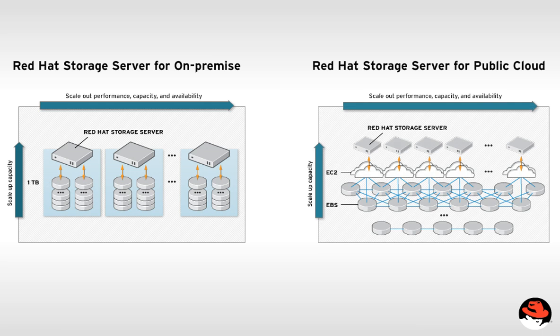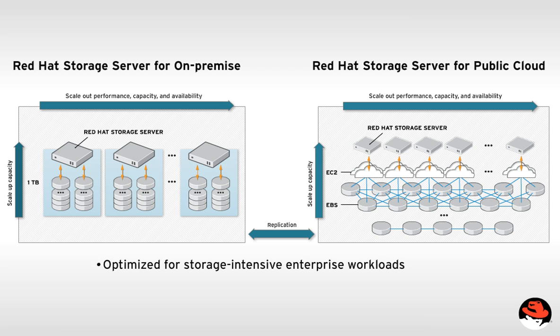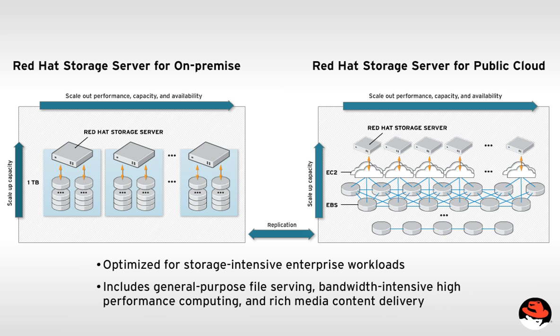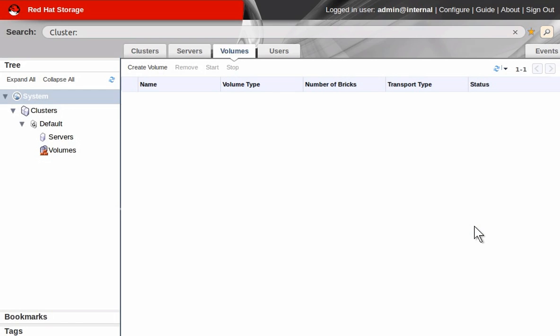Red Hat Storage Server deploys on-premise, in public cloud infrastructures, or hybrid cloud environments, and is optimized for storage-intensive enterprise workloads, including general-purpose file serving, bandwidth-intensive high-performance computing, and rich media content delivery. Let's take a closer look.